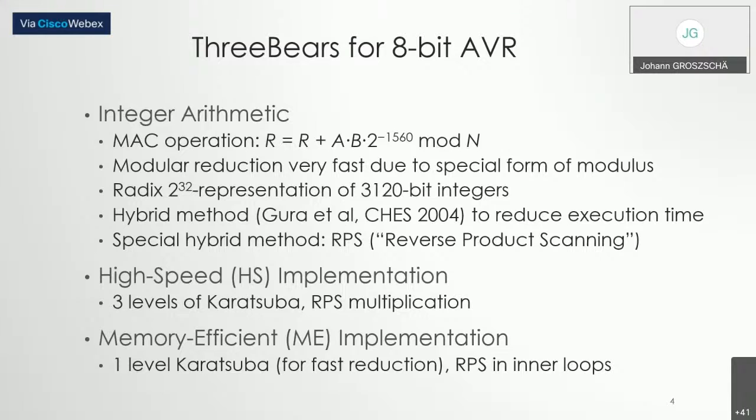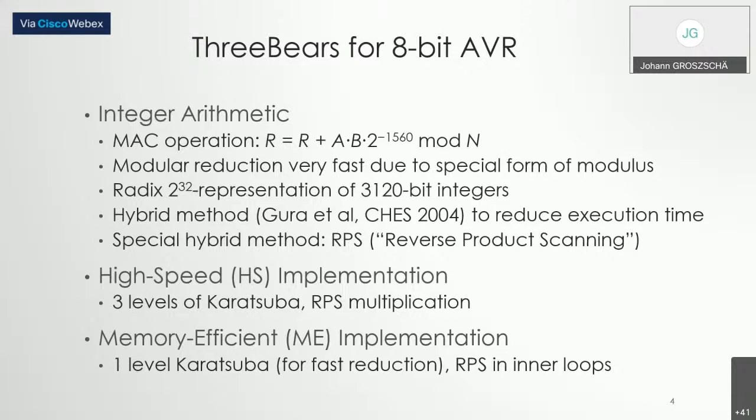In the inner loop, we always process 4 bytes of one operand and 4 bytes of the other operand, multiply them together to get a 64-bit partial product, and this 64-bit partial product is added to an accumulator. We actually use a special variant of this so-called hybrid method that is called reverse product scanning, and is, as far as I know, still the fastest variant of this hybrid method.